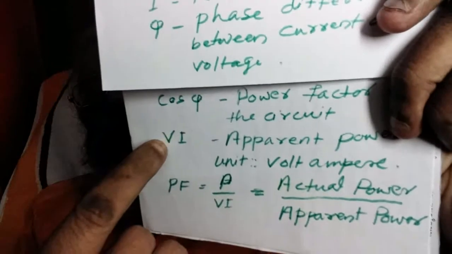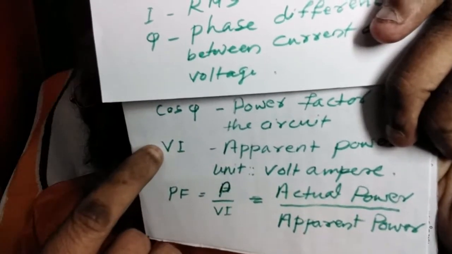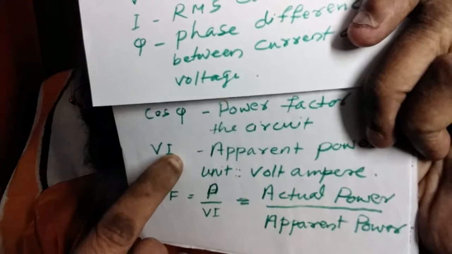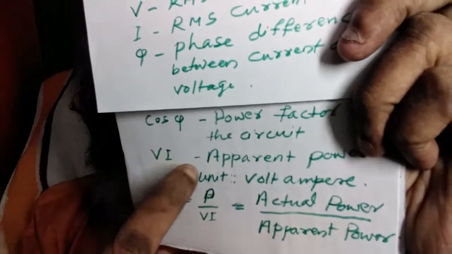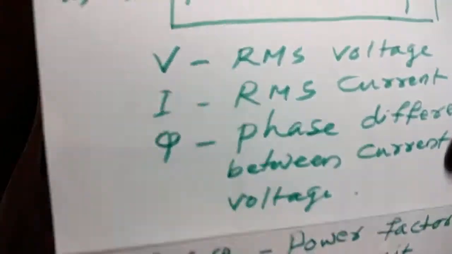How will you define power factor? Now, unit of apparent power is volt ampere, because it is V into I, unit of V is volt, unit of I is ampere. Unit of actual power or average power is watt. Both these are the same, but to distinguish the two quantities, we express the units in different forms. That's all.